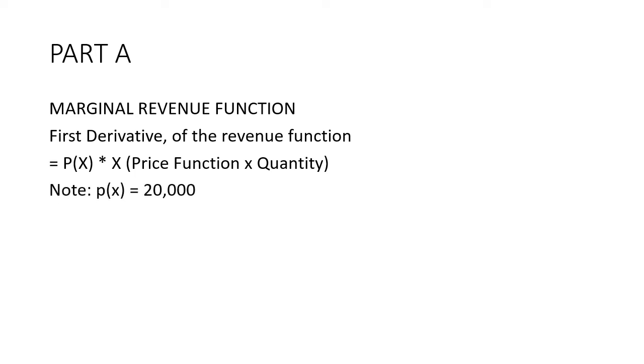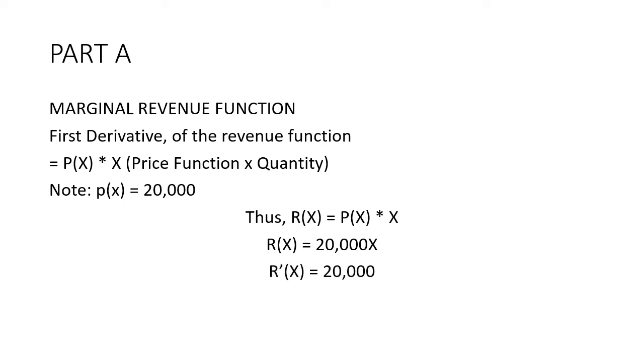Part A, the marginal revenue function is the first derivative of the revenue function. In turn, the revenue function is simply equal to P of x times x, which is the price function times quantity. Note, P of x is equal to 20,000. Thus, R of x is equal to P of x times x, so R of x is equal to 20,000x. When differentiated, it gives us simply 20,000 as x cancels out.